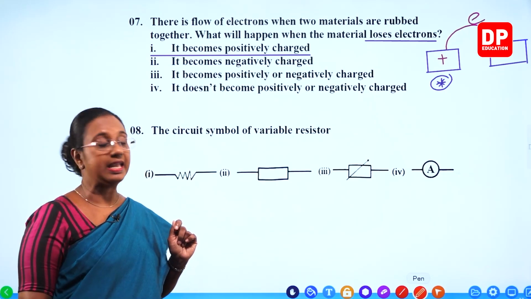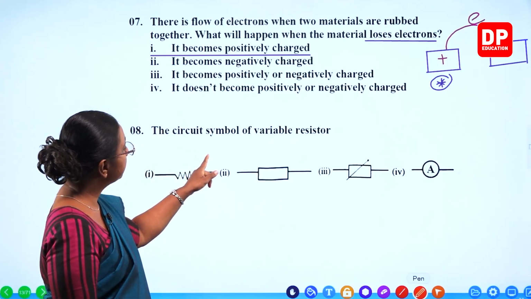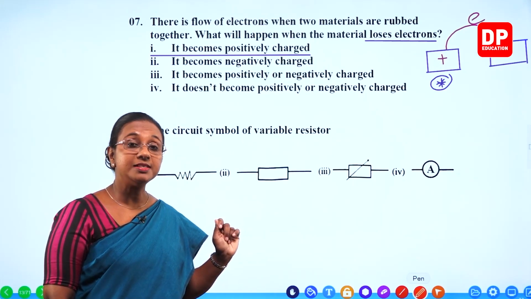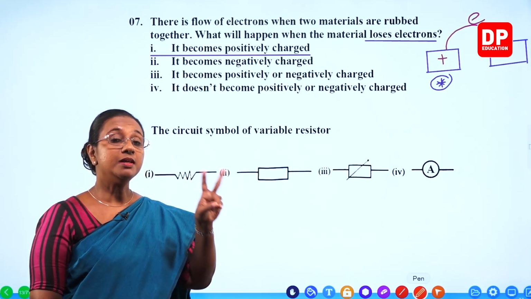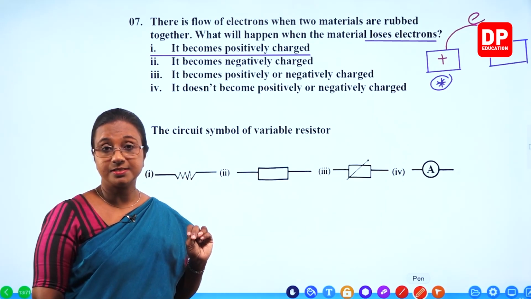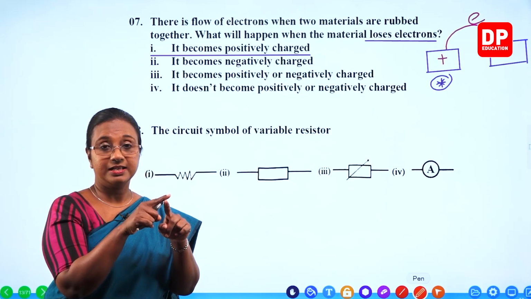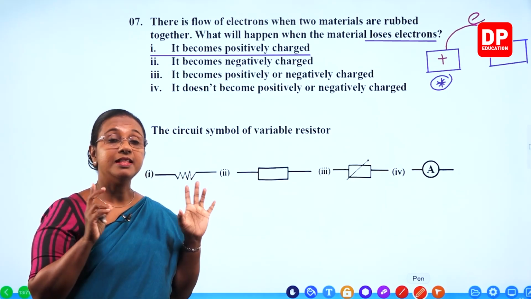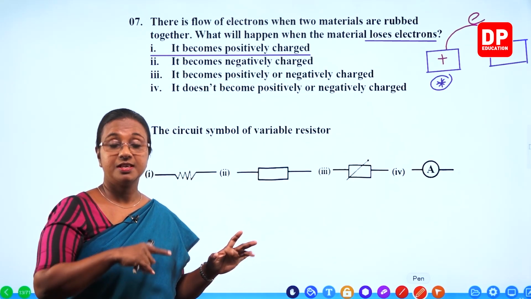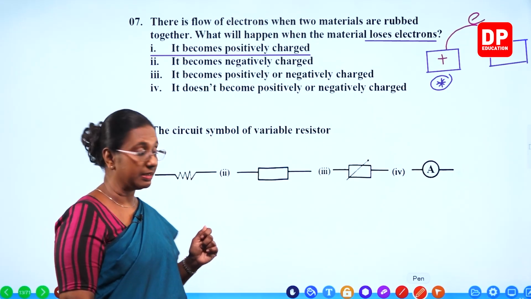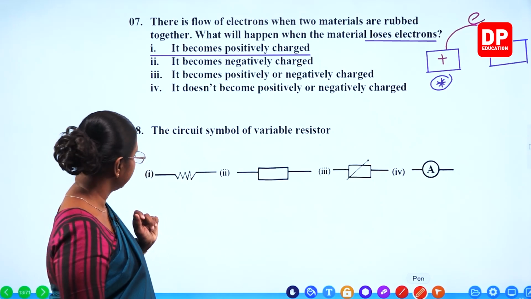Question number 8. The circuit symbol of variable resistors. Now you can remember there are two symbols for resistors. One is a zigzag line, the other one is a rectangle. And that is for fixed resistors. If you put an arrow across it, it becomes the variable resistor. So we'll look at the symbols.